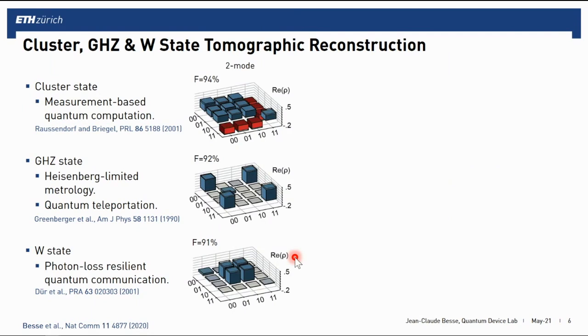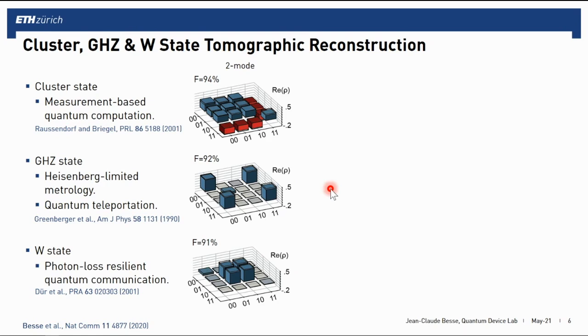And you see that the W state at the top has all the time bins that are occupied, but it's defined really by the signs of all the entries of the density matrix. The GHZ state is like a tower with only the four corners of the density matrix occupied, and a W state contains population in the single excitation manifold only.